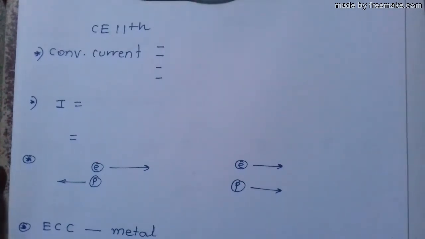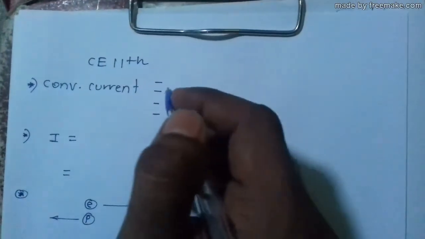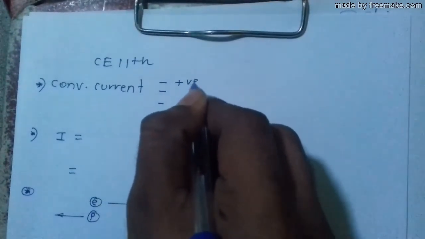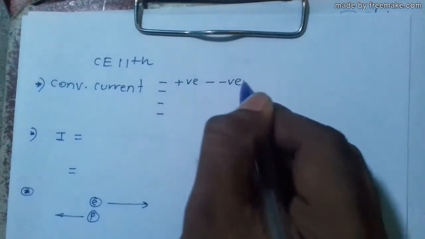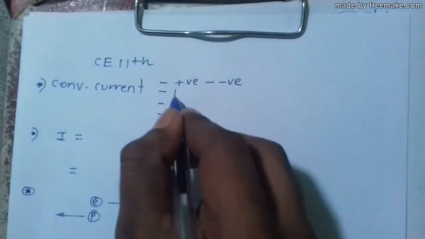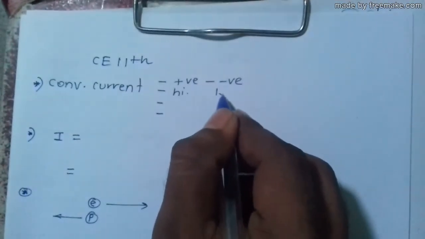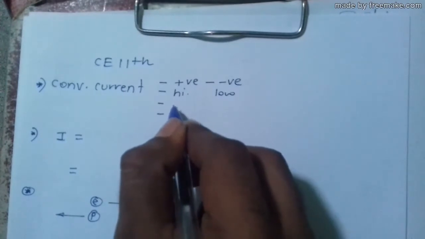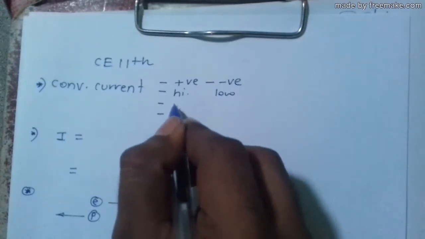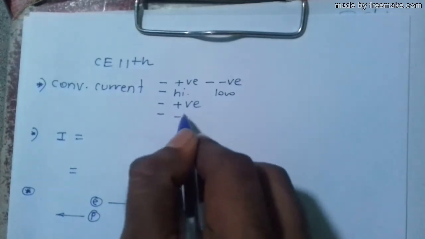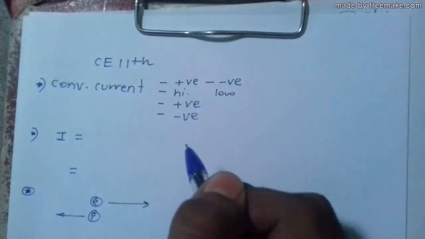Current electricity, 11th part. Conventional current. First, conventional current is from positive potential to negative potential. Then, conventional current is from higher potential to lower potential. Conventional current flows in the direction of flow of positive charge. Conventional current flows in the opposite direction of negative charge.